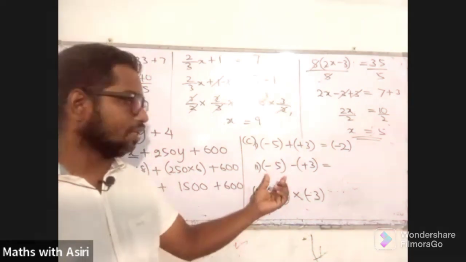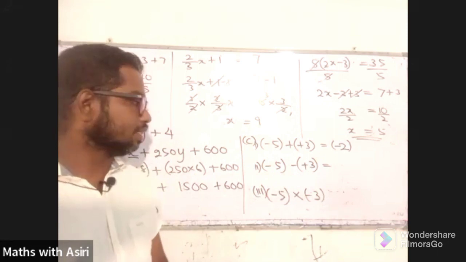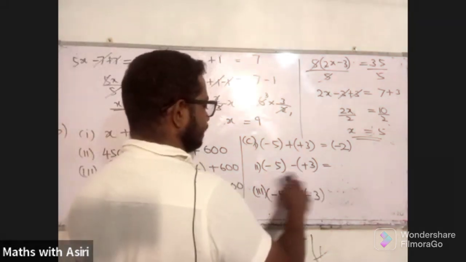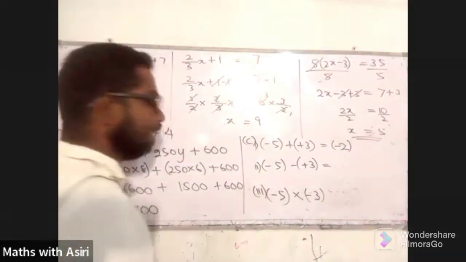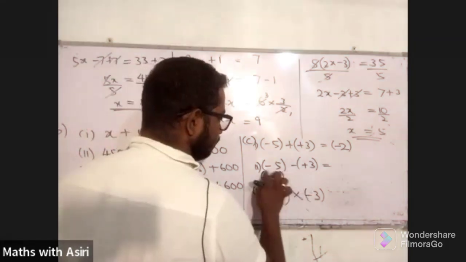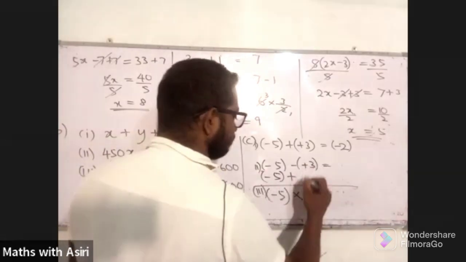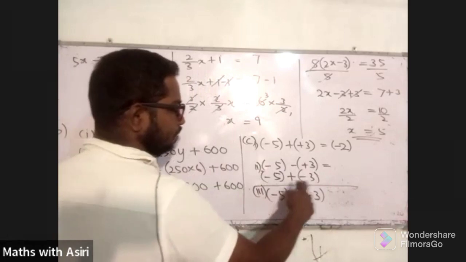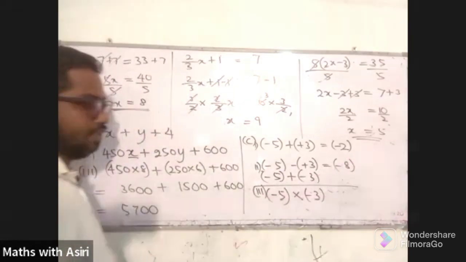Then question number 2, -5 minus +3. To subtract 2 directed numbers, write here the additive inverse of the second one. Minus 5. Subtraction becomes addition. Plus 3 becomes minus 3. Minus 5 plus minus 3, that is minus 8.